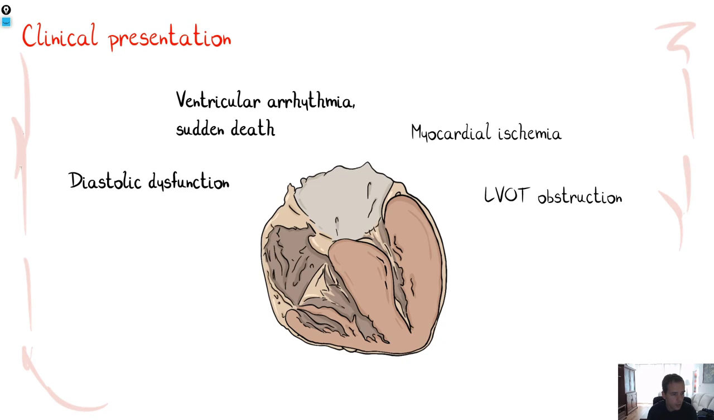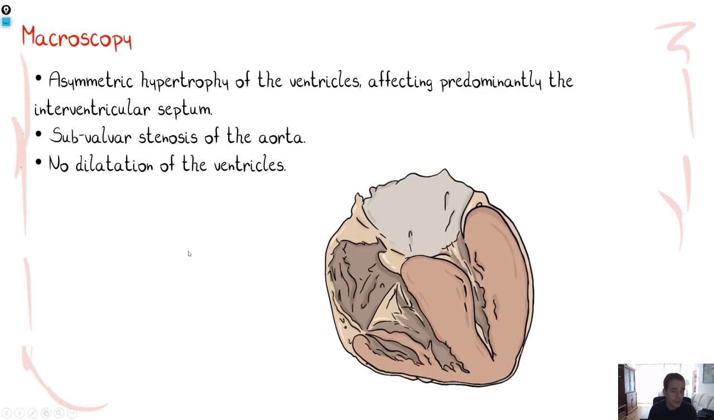Those are usually young athletes and young footballers that are completely healthy and then suddenly fall on the grass and die. A lot of them had some sort of hypertrophic cardiomyopathy and developed sudden severe arrhythmia. So it's good to keep in mind that those patients can be okay, but they are at an increased risk of severe ventricular arrhythmia. Sometimes they can present with myocardial ischemia or obstruction of the left ventricular outflow tract, and I will explain why. It's because the hypertrophy is asymmetric.